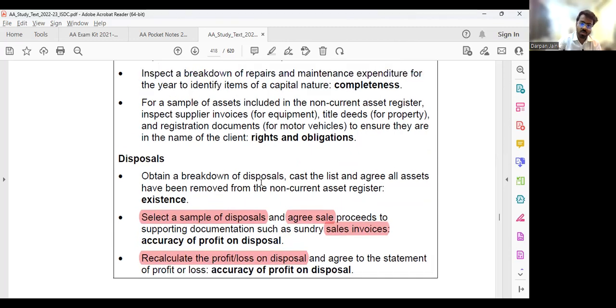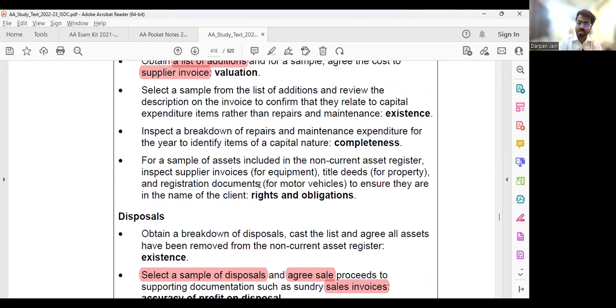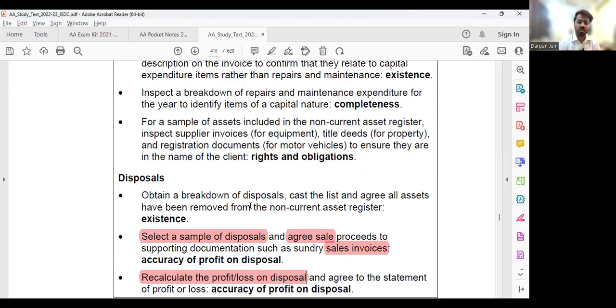Great. So this was about non-current assets. These were the different procedures that you can do for non-current assets. Any doubts or anything that is worrying you? Is there something that you're not understanding? Please let me know now. No doubts? Okay.